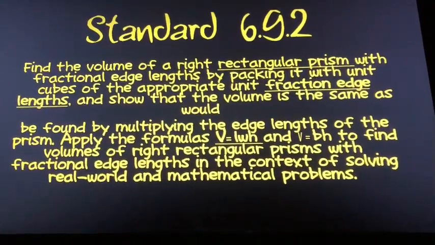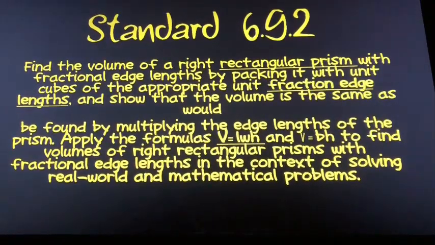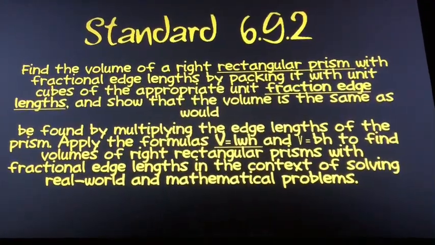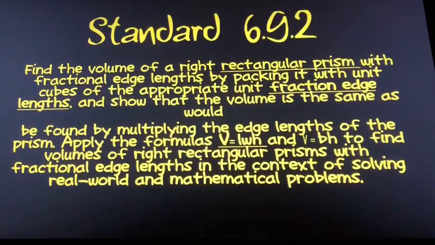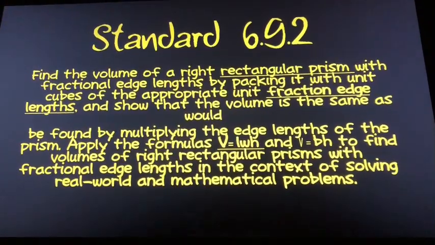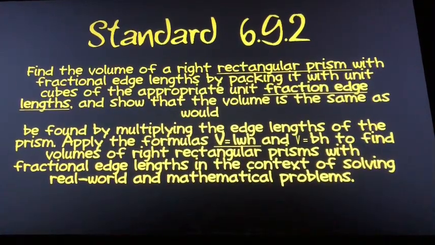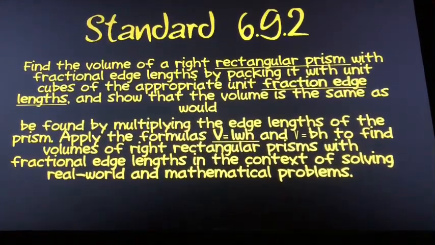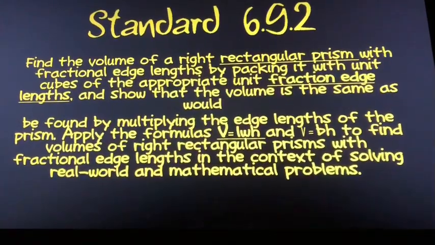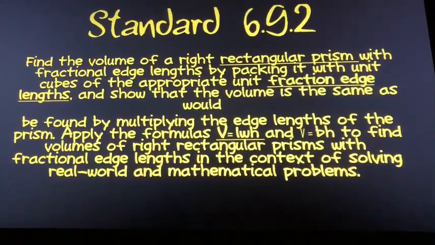Find the volume of a right rectangular prism with fractional edges by packing it with unit cubes of the appropriate unit fraction edge lengths. Show that the volume is the same as would be found by multiplying the edge lengths of a prism. Apply the formulas volume equals length times width times height and volume equals base times height to find the volumes of right rectangular prisms with fractional edge lengths in the context of solving real-world and mathematical problems.